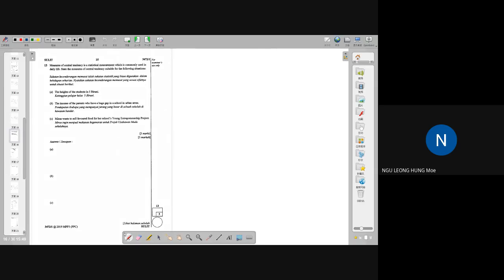Measure of central tendency is a statistic measurement which is commonly used in daily life. Okay. Dia masuk dia statistik lah. We have so many kinds of statistics that we want to do. Like, okay, the height of the student in 5 Biru ni.